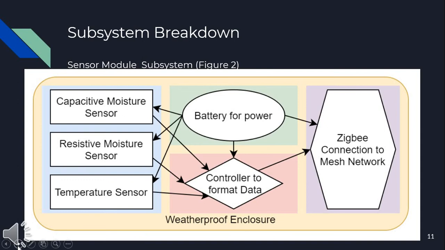We will start with the sensor module subsystem. You can see a block diagram on screen. It shows the three sensors we need on the left-hand side, the microcontroller in the bottom center, which will process the data and send it off to the Zigbee module, which will communicate it. This system will be battery powered.